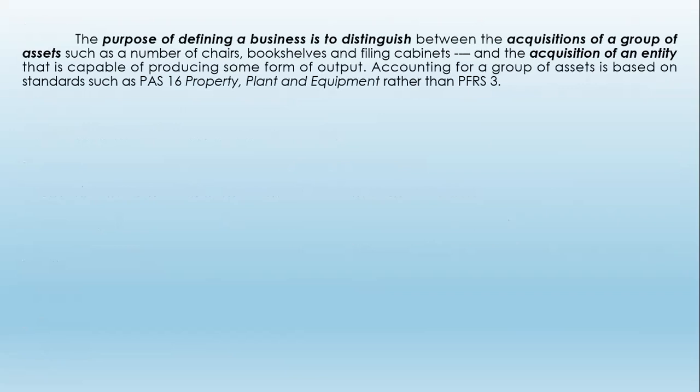The purpose of defining a business is to distinguish between the acquisition of a group of assets, such as a number of chairs, bookshelves, and filing cabinets, and the acquisition of an entity that is capable of producing some form of output. Accounting for a group of assets is based on standards such as PAS 16, Property, Plant, and Equipment, rather than PFRS 3. Scope of business combination.